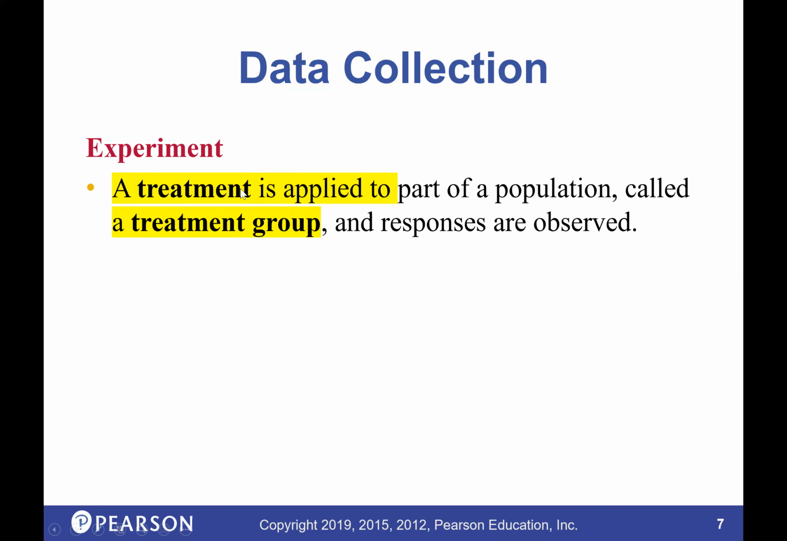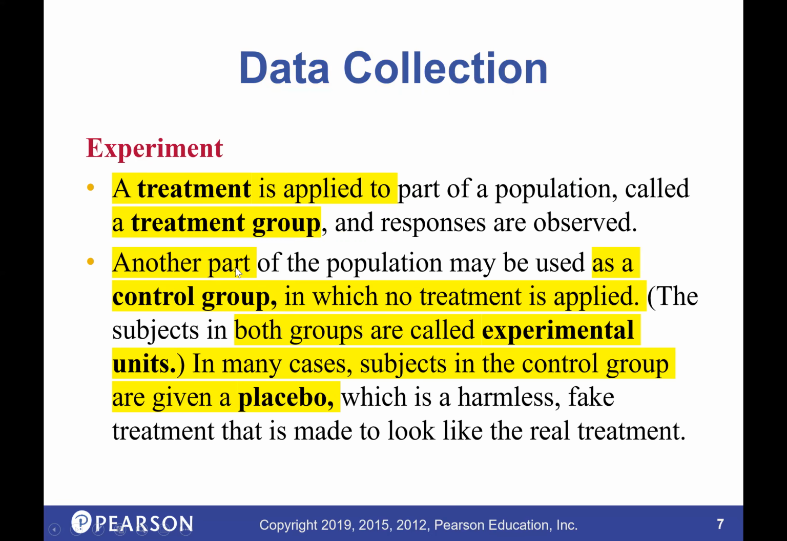I should have highlighted this right here. Maybe up to that comma. So treatment is applied to a part of the population called the treatment group. Another part is a control group, which means no treatment is applied. So both groups are actually called experimental units because they're experimenting on both. And then sometimes the control group is given a fake thing. That fake thing that they're given is called a placebo.